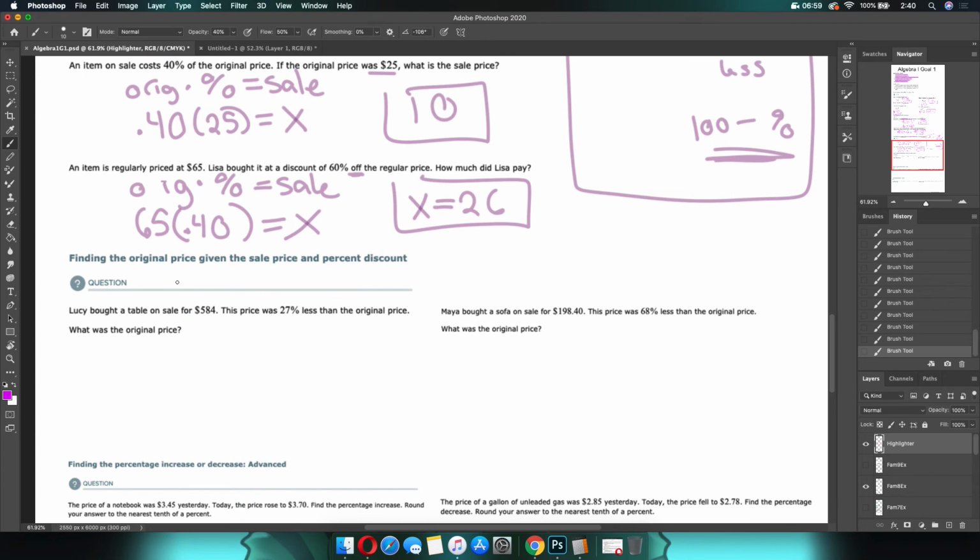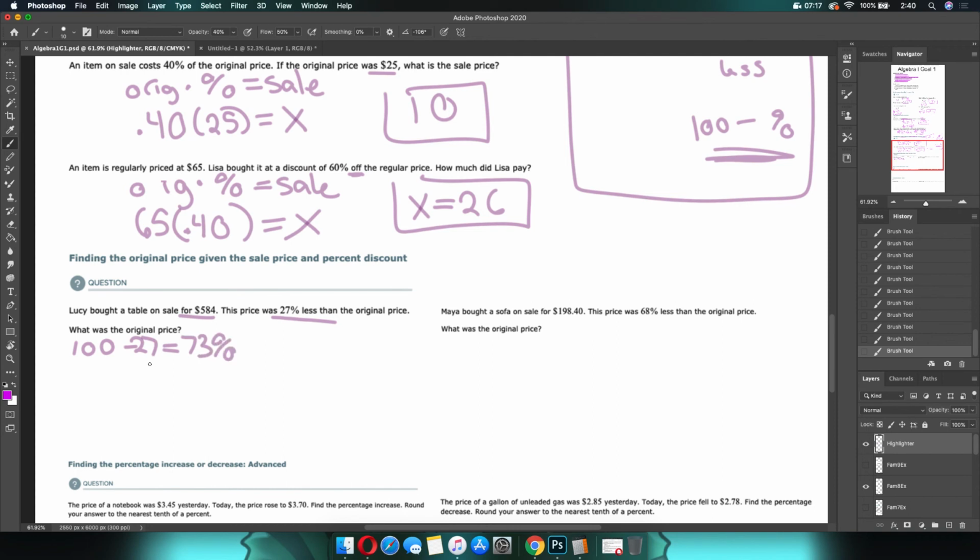Let's see here, percent discount. So it was on sale for $5.84. This price is 27% less than. See, there it is, less. So it's going to be 100 minus 27, which is, of course, 73. That's going to be our percent.